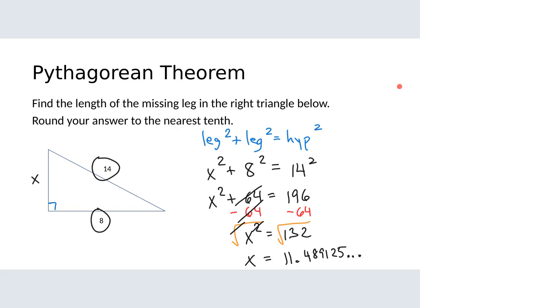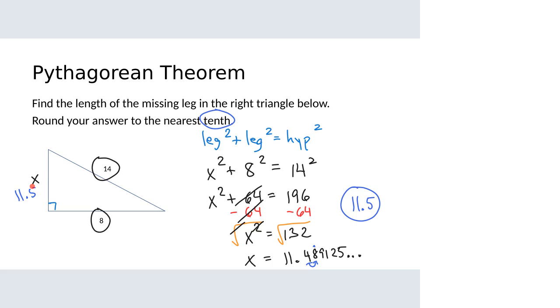This problem told me to round to the nearest tenth, so that's what we'll do. We'll find the tenth place, we'll look one space to the right. That's 5 or bigger, so we round up to 11.5. And so what that means is that this other leg that we didn't know has a length of 11.5.